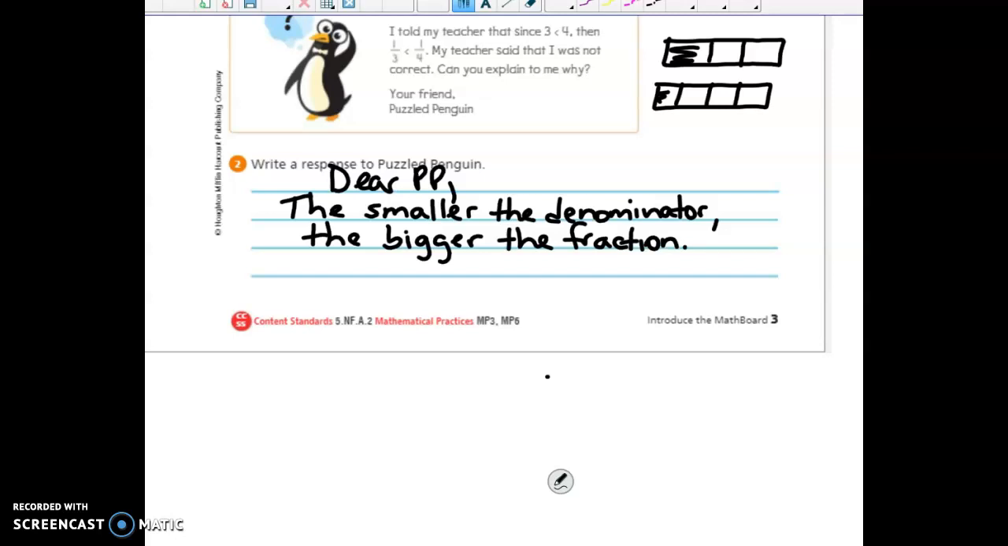So if I were to put something like this, comparing these two fractions, you should be able to look just right at those because they both are unit fractions. They both have a 1 in the numerator. Which one's going to be bigger? The eighth is going to be bigger because the smaller the denominator, the bigger the piece, the bigger the fraction.